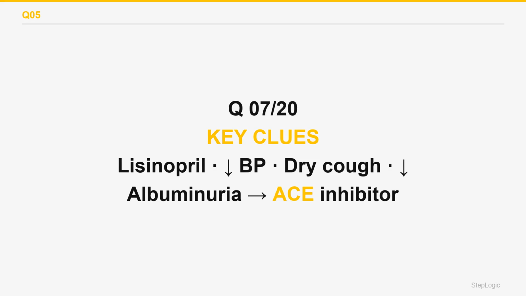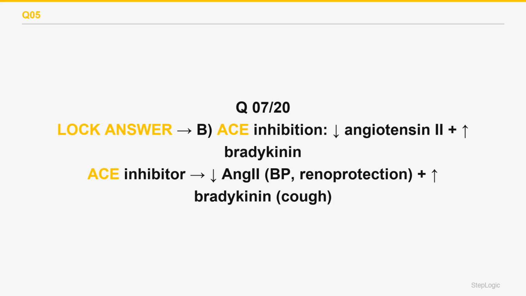First, less angiotensin 2 means less vasoconstriction and less aldosterone, lowering blood pressure, and dilation of the efferent arteriole, which reduces intraglomerular pressure and is renoprotective, explaining the falling albuminuria in this diabetic. Second, ACE is the same enzyme that normally degrades bradykinin. Inhibiting ACE lets bradykinin accumulate, and bradykinin causes the dry cough, and rarely angioedema. The bradykinin mechanism is the elegant link: one enzyme, two effects.